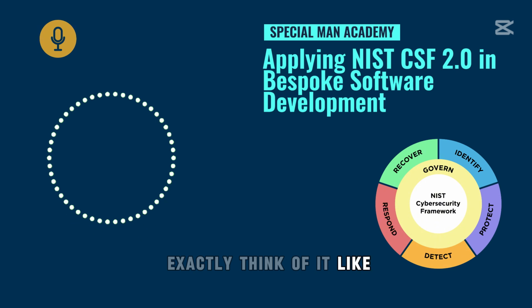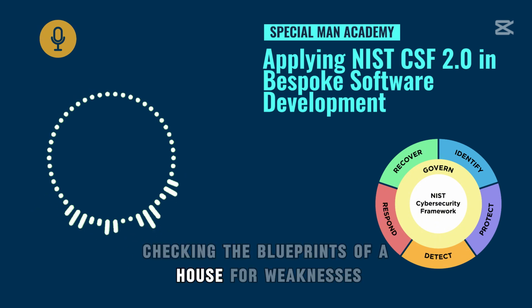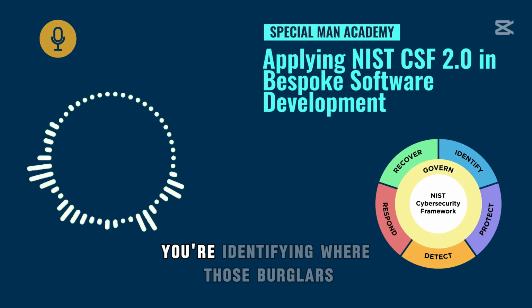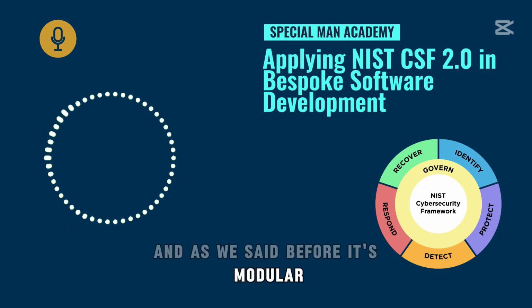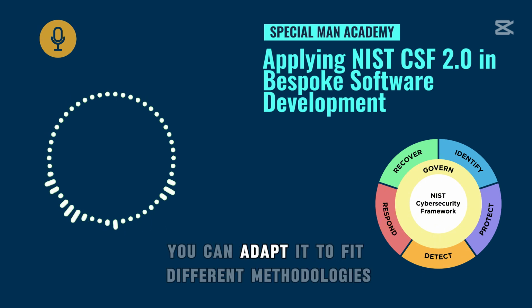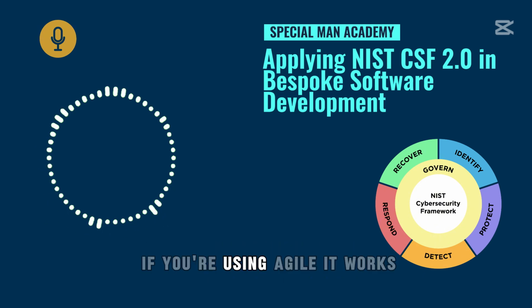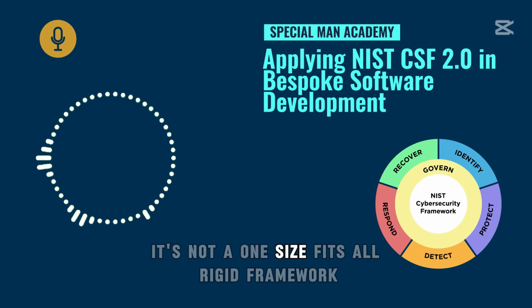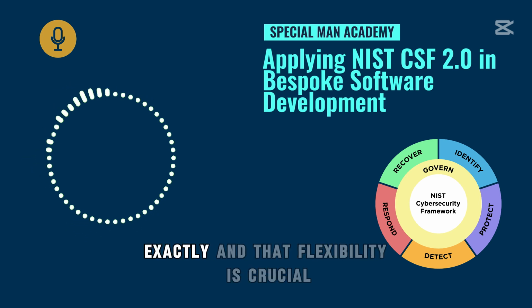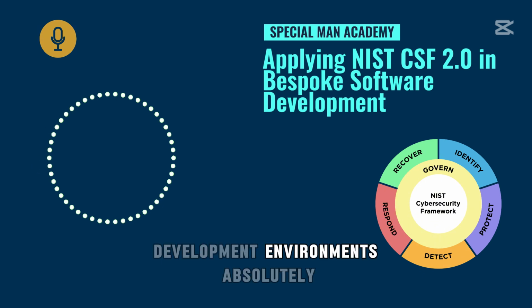Exactly. Think of it like checking the blueprints of a house for weaknesses before you build it. Right. You're identifying where those burglars might try to break in so you can reinforce those areas. And as we said before, it's modular, it's flexible. Yeah, you can adapt it to fit different methodologies. If you're using Agile, it works. Waterfall, it works. It's not a one-size-fits-all rigid framework. Exactly. And that flexibility is crucial, especially in today's fast-paced development environments.